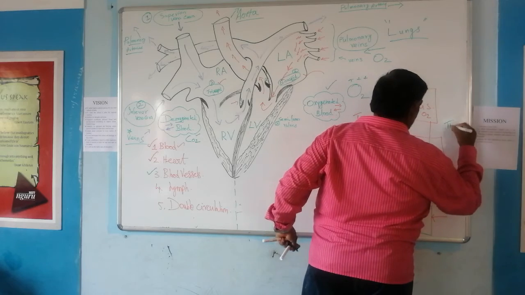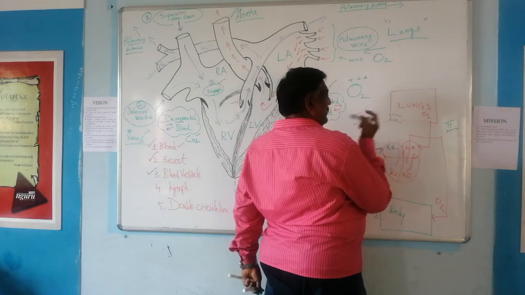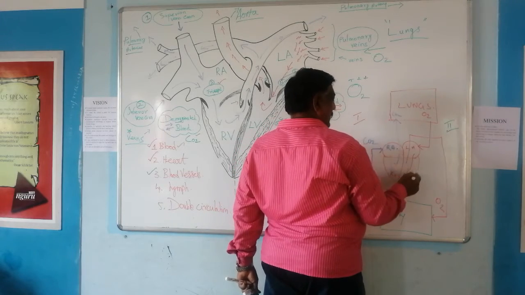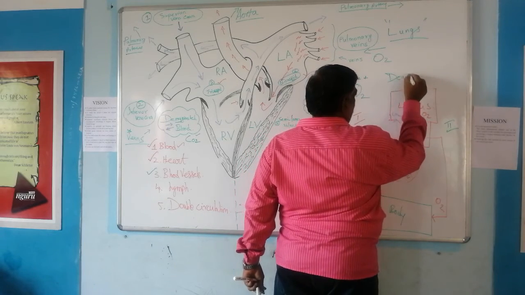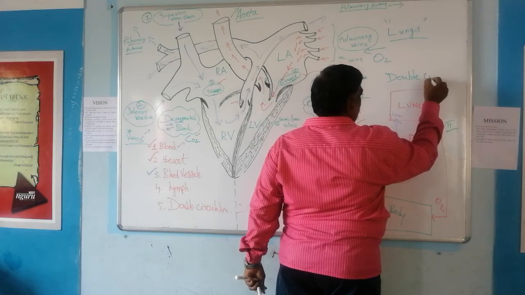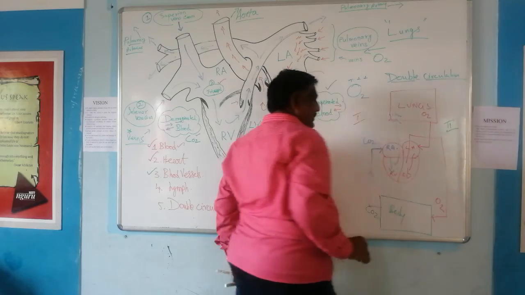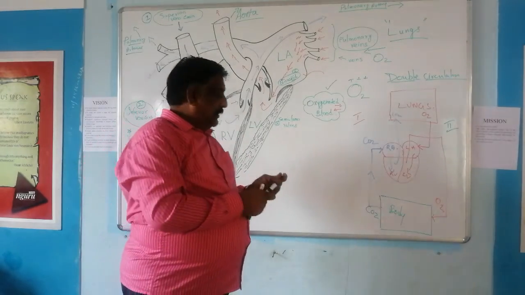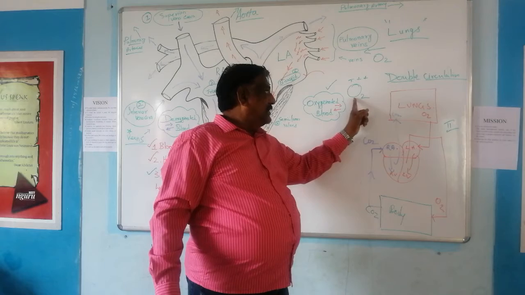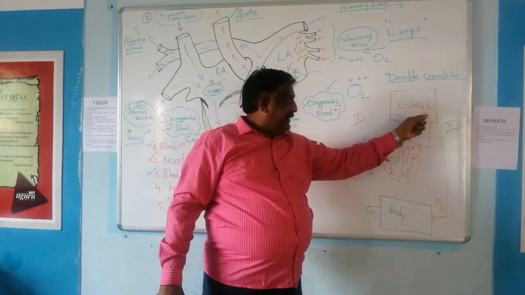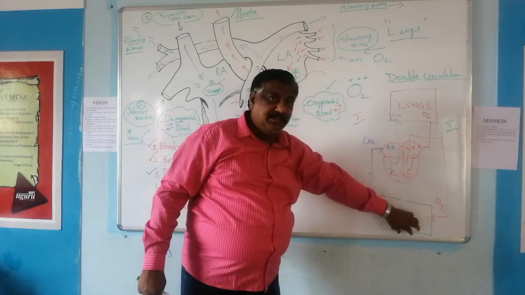The second circulation is here. So body to the heart to the lung is the first circulation. Lung to the heart and from heart to the body is the second circulation. So this type of circulation is called double circulation. You understand? The deoxygenated blood goes from the body to the heart, from heart to the lung, that is one circulation. After the gaseous exchange, the oxygenated blood comes from the lungs to the heart. From the heart, it is distributed to the body.